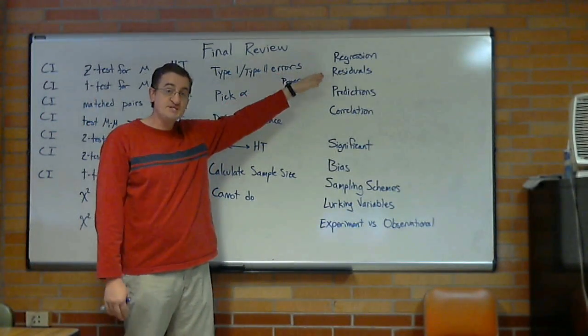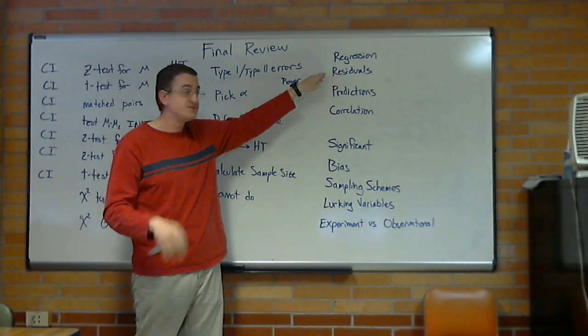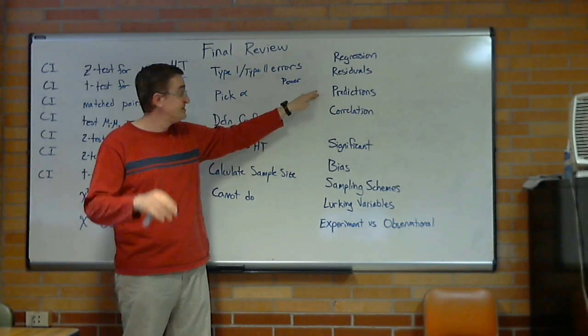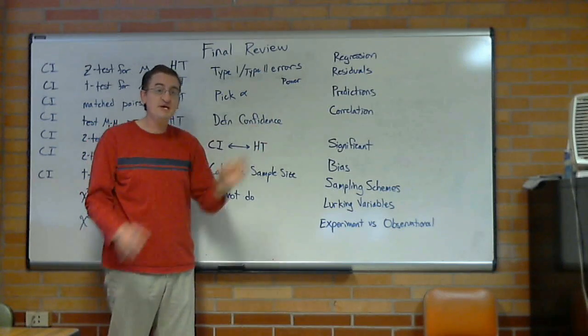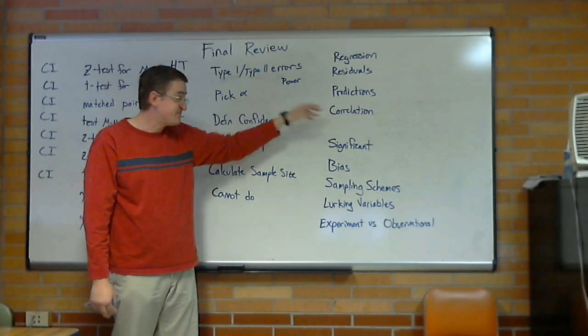You should be comfortable with residuals, how to look at them, what kinds of patterns you can see in them, and which assumptions are violated. Being able to do predictions, watching out for extrapolation, and correlation. What does it mean, and what do you look for, and what are its limitations? As well as the math definition for correlation.